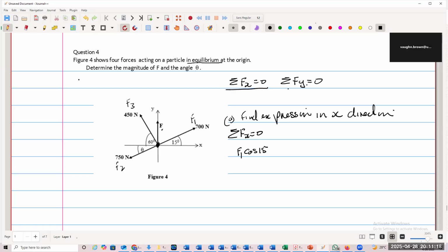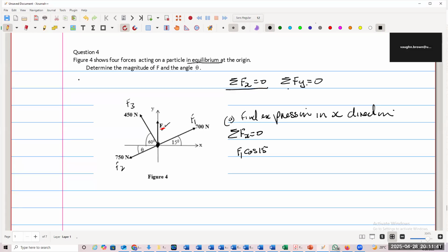What about F? The component of F in the x direction is zero, so you're not going to put that one in. That one goes straight up, so it has no component in the x, only in the y.